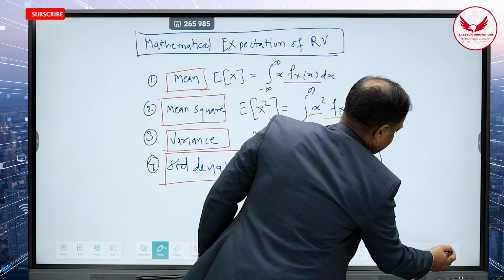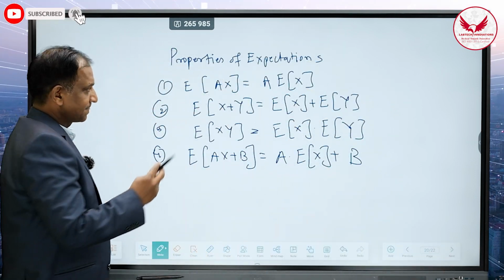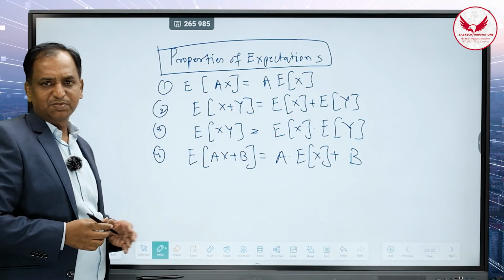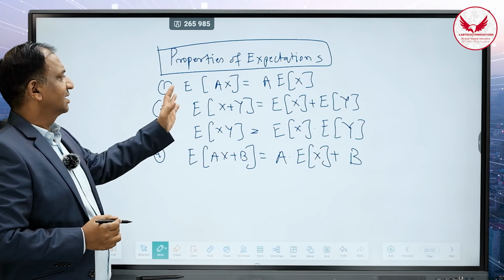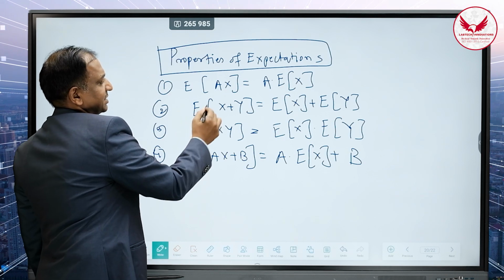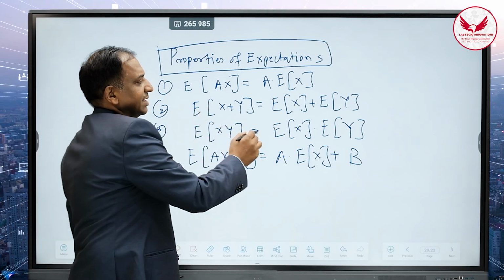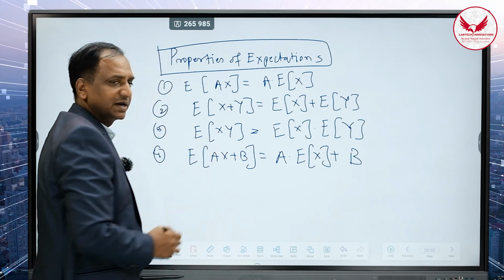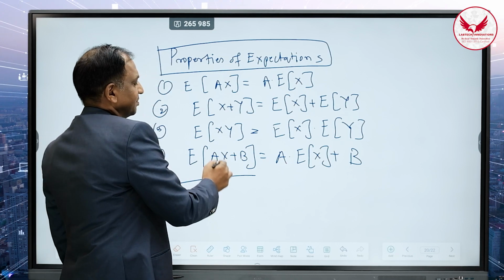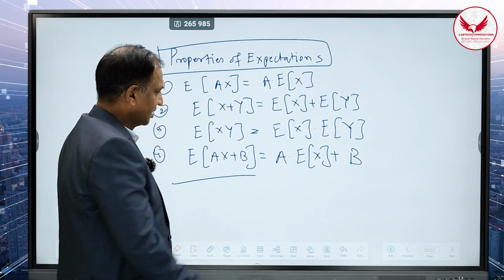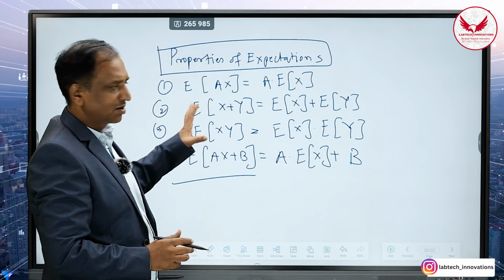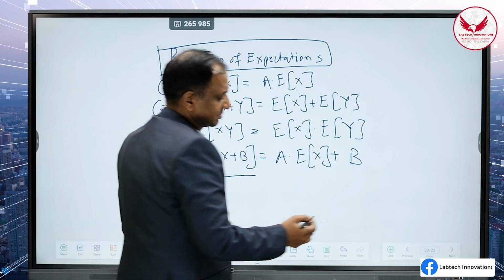Okay, so this is about the expectation, and sometimes they may ask you a problem on the expectation. At that time we require these properties of expectation. The properties are: E of ax is equal to a into expectation of x; expectation of x plus y is equal to expectation of x plus expectation of y; expectation of xy is equal to expectation of x into expectation of y; and expectation of ax plus b, where x is a random variable, is equal to a into expectation of x plus b. These formulas are used to solve problems on expectation.